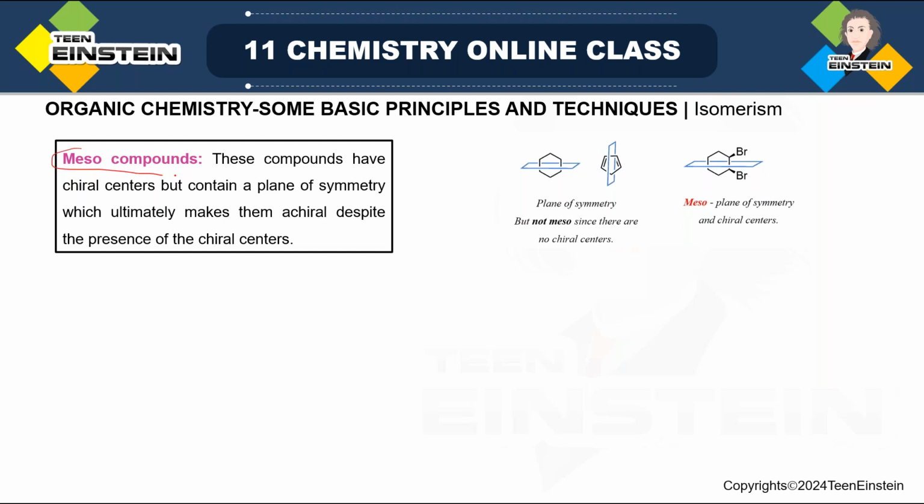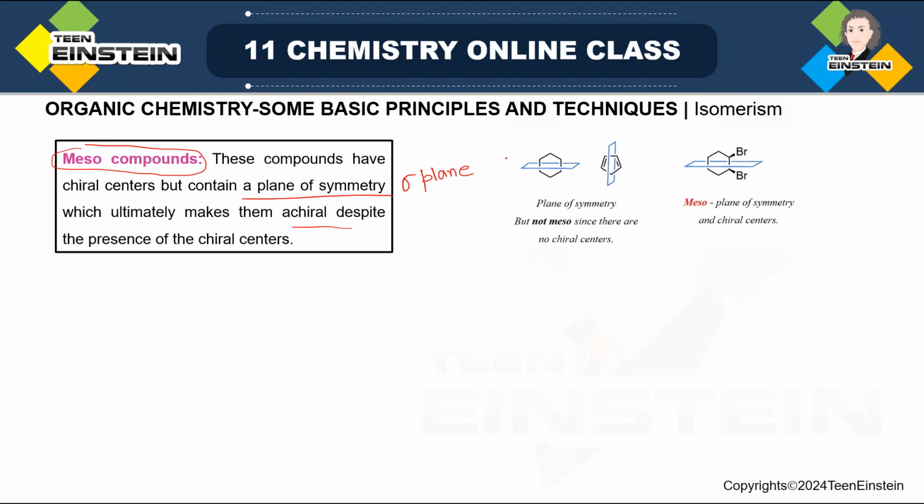What is a mesocompound? These compounds will obviously have a chiral center, but not just a chiral center, they will also have a plane of symmetry. When these two conditions are fulfilled, we can call these molecules mesocompounds. Because of this plane of symmetry, which is also known as a sigma plane, the molecule ultimately becomes achiral despite the presence of chiral centers.